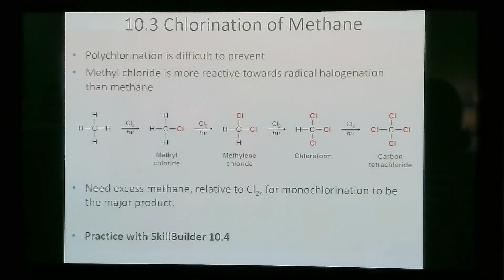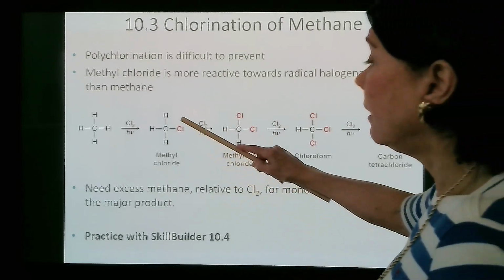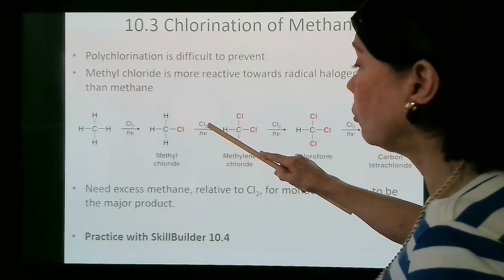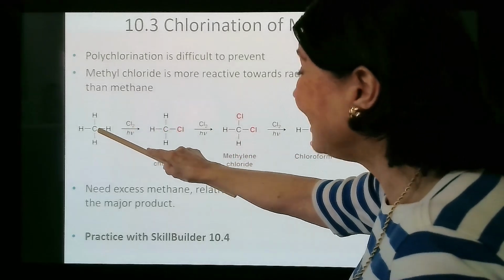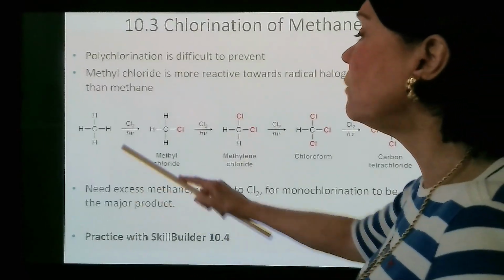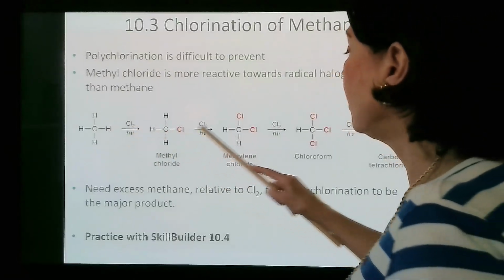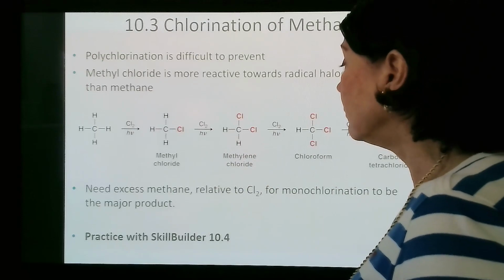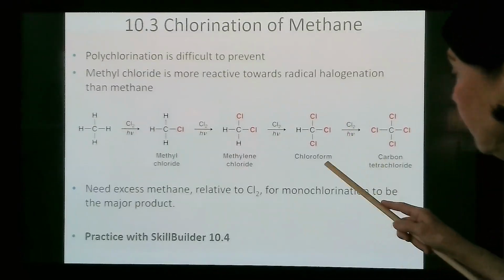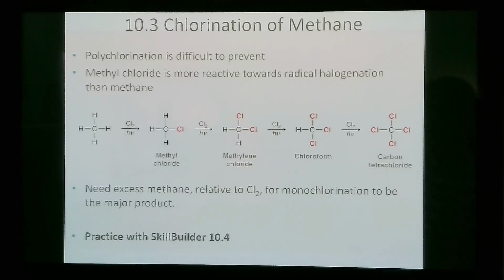And a major problem here is that the methyl chloride is more reactive towards chlorination than methane itself. And so even whenever you use a huge excess, you'll still get some, at least, methylene chloride and less chloroform and carbon tetrachloride.